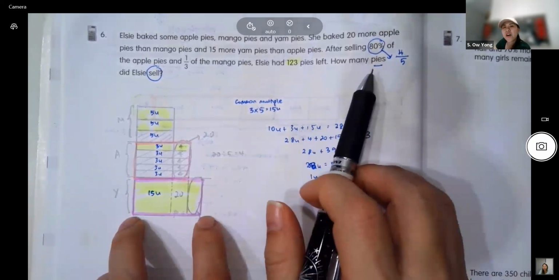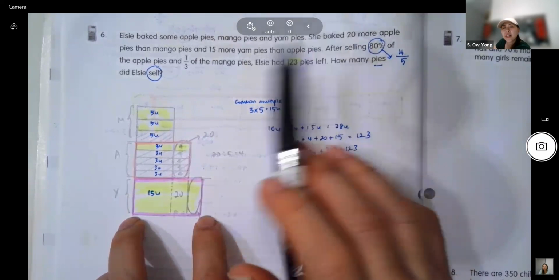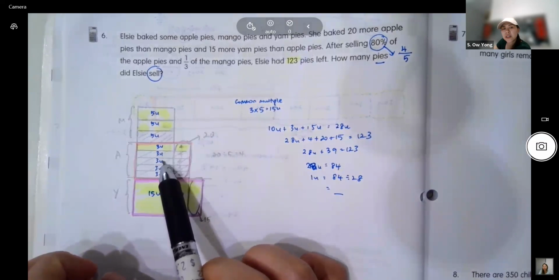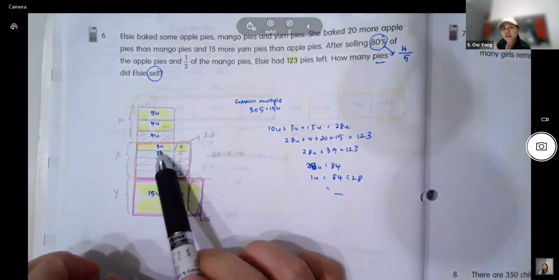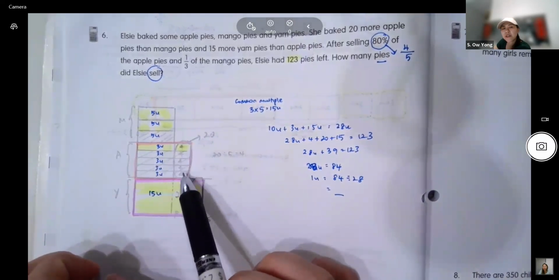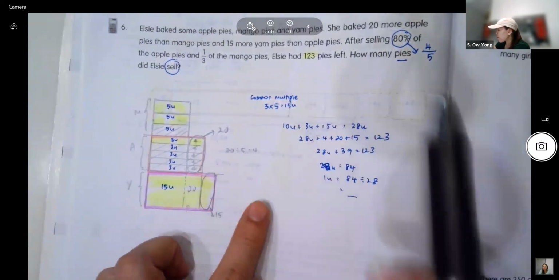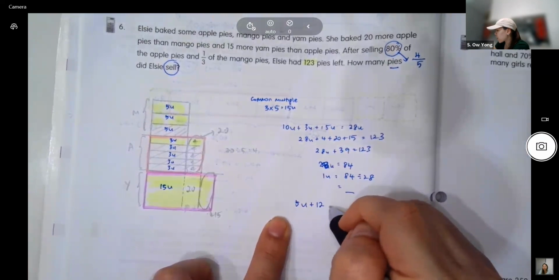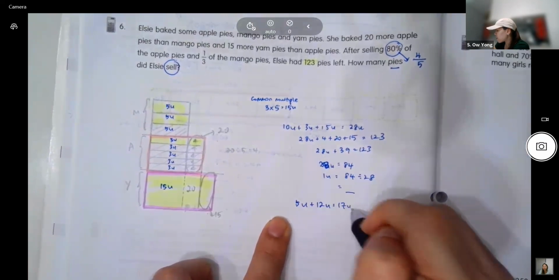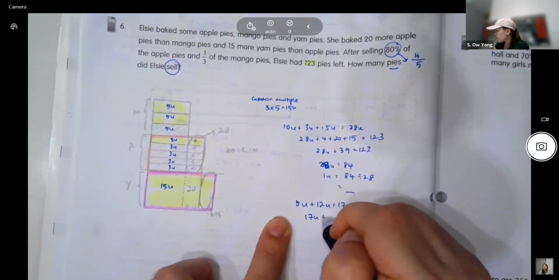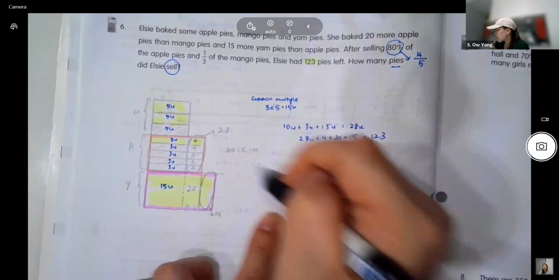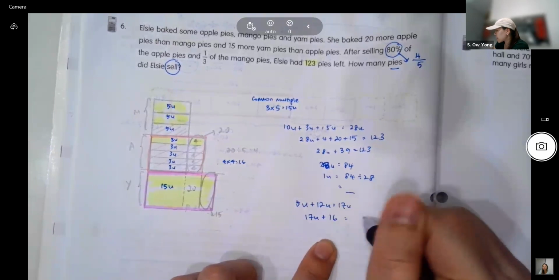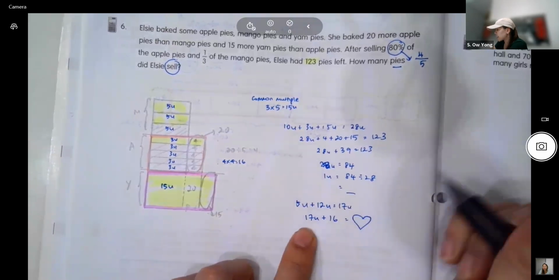So they ask you, how many pies did Liz sell? Liz actually sold 5 units here, 3, 6, 9, 12, 12 units here, and 4, 8, 12, 16. So you go and find out. 5 plus 12 gives you 17 units. 17 units plus, this is 4 times 4 gives you 16. This will give you the final answer.